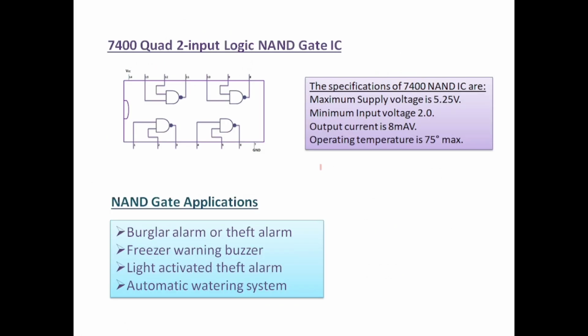Now the IC for NAND gate is 7400, a quad 2 input IC. Okay, quad means 4 NAND gates will be there.